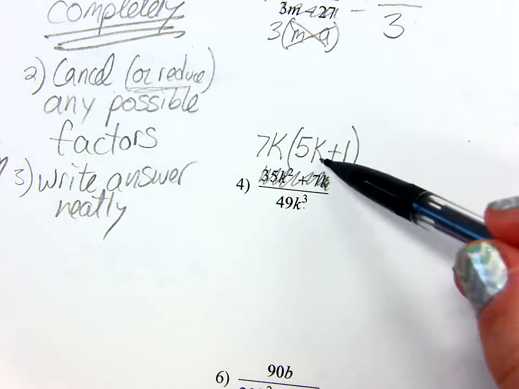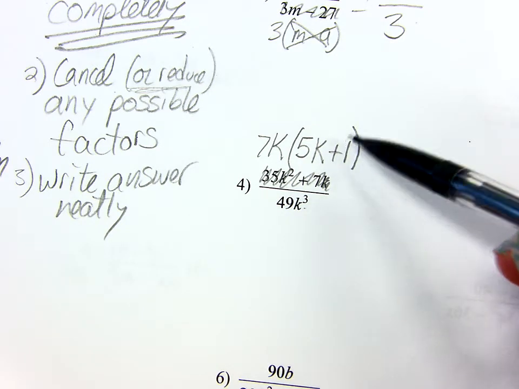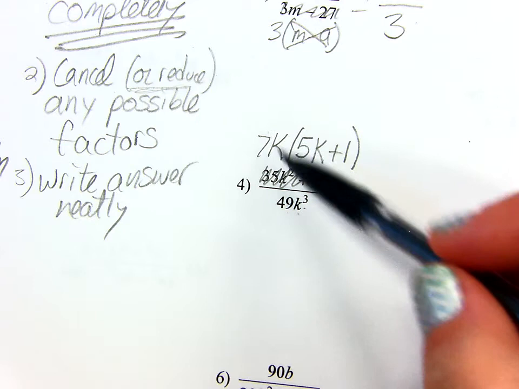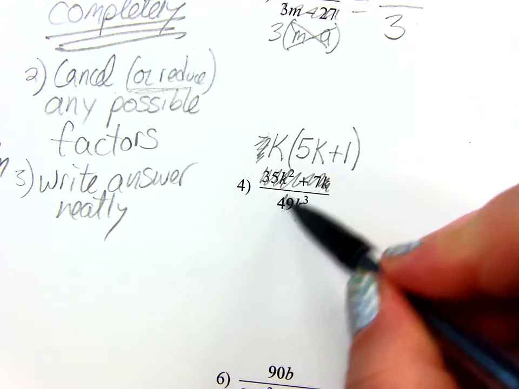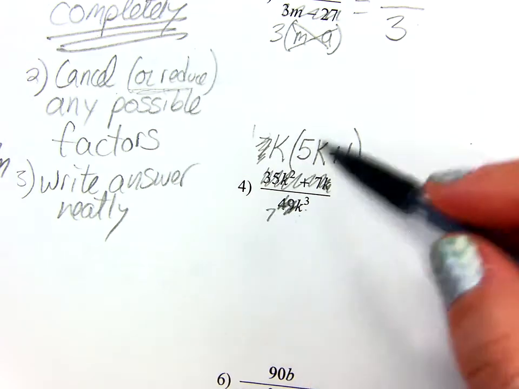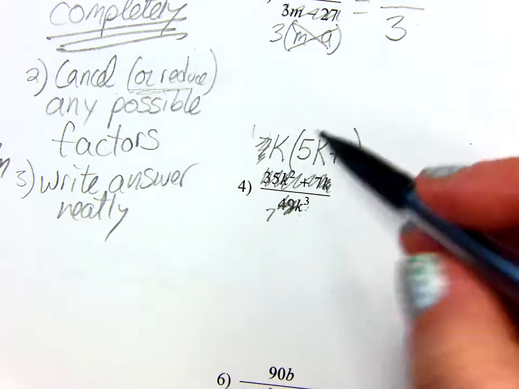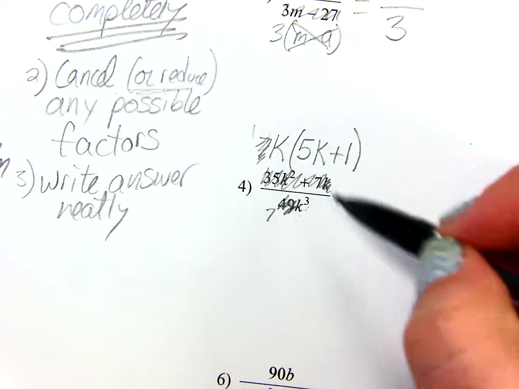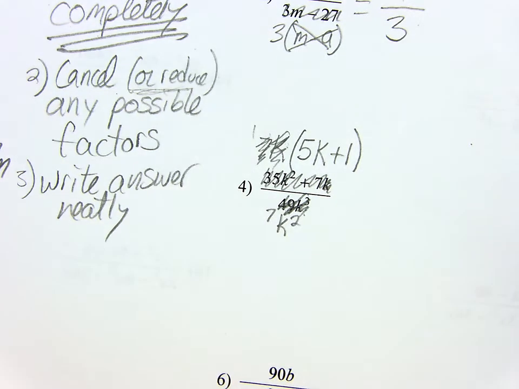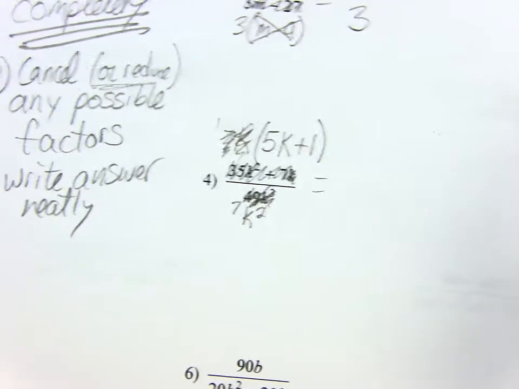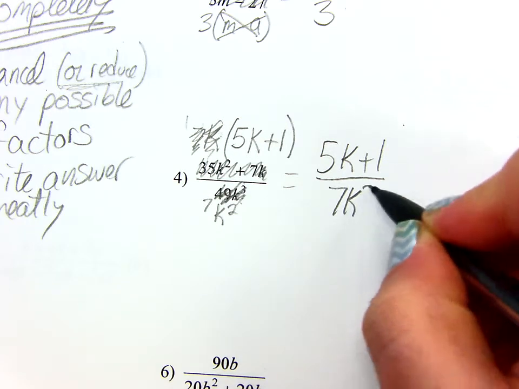Now, I don't have a 5k plus 1 down here, right? So that's just going to stay. That's part of my answer. However, can I reduce these? Yeah, so I can reduce 7 over 49, and that would just be 1 over 7. But now look at your k's, too. I have k over k to the third. K squared. So my final answer will be 5k plus 1 over 7k squared.